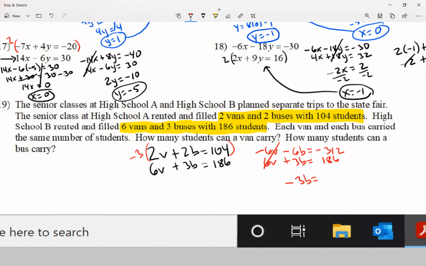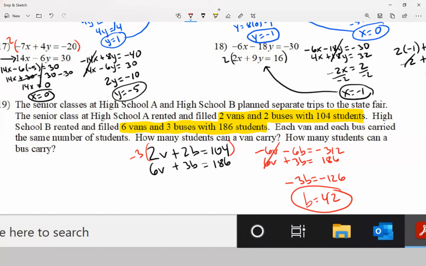-312 and a +186, because they have different signs, I have to subtract them and keep the sign of the large one. So -126. Divide both sides by -3, and I'm gonna get 42. All right. So there were 42 students in each bus.